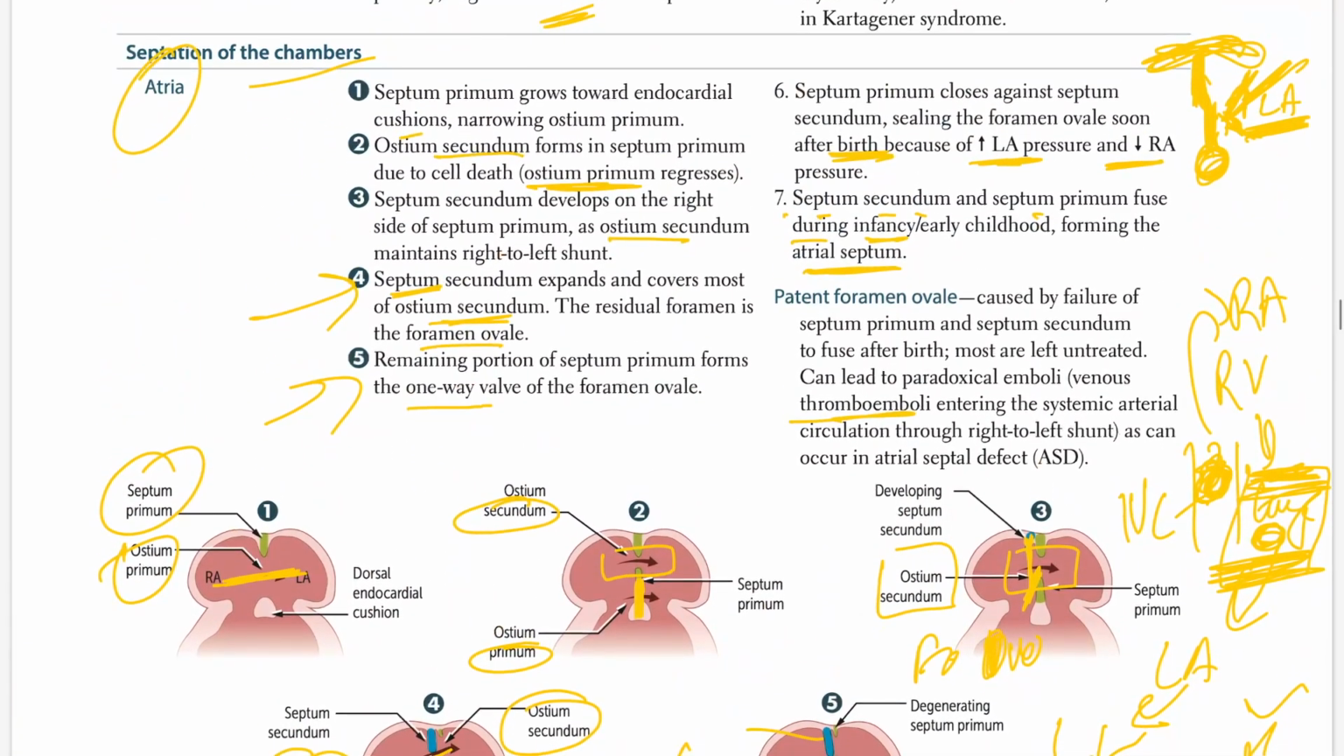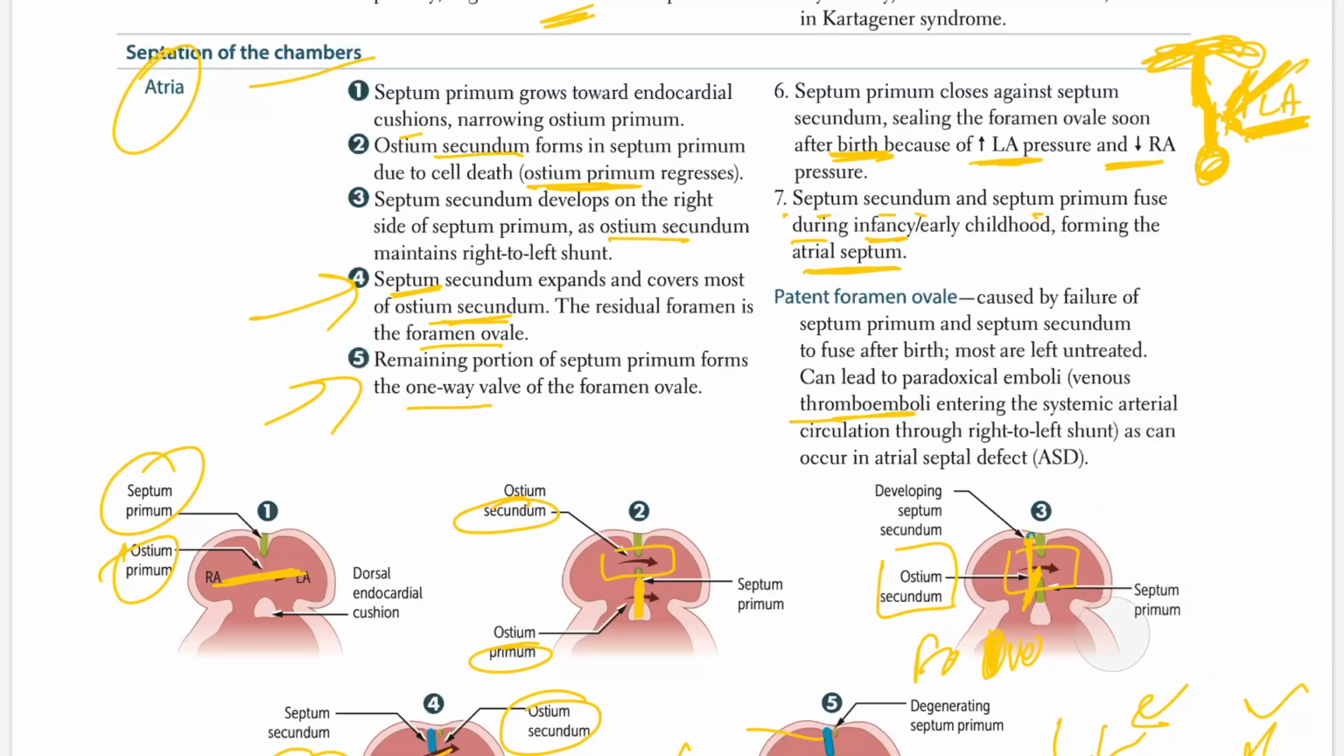So that's why they call it paradoxical. That normally doesn't happen, but paradoxically, you don't think about it, but it can happen if someone has a patent foramen ovale, and you don't see it enough.